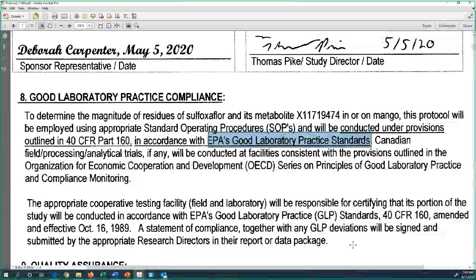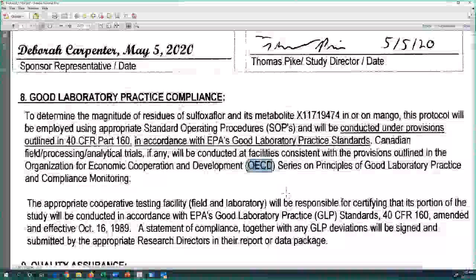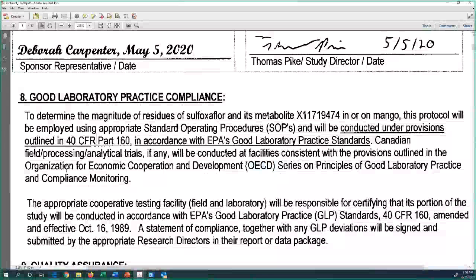So yes, it is EPA GLP. Because we do a lot of work with Canada, the standard wording is we also make sure our work is compatible, equivalent to, and mutually accepted by OECD GLP. In Canada, they use OECD GLP. So you see, OECD, Good Laboratory Practice, OECD GLP.